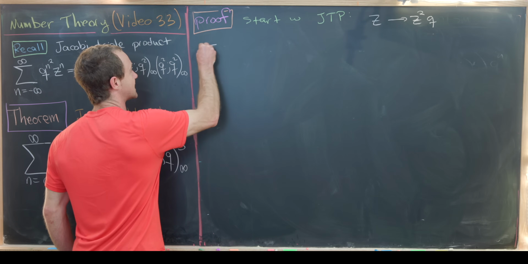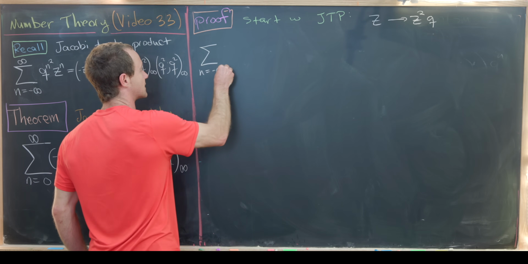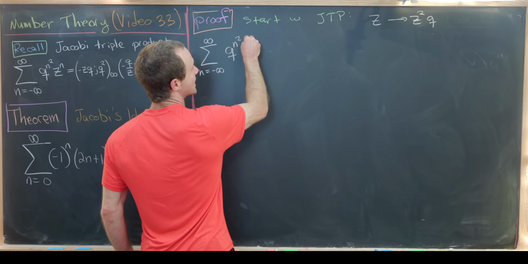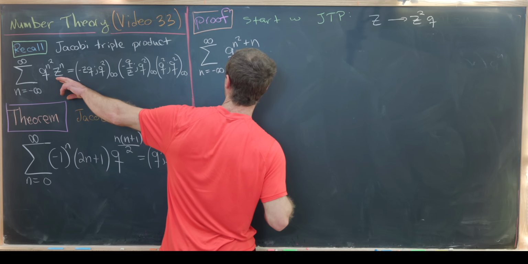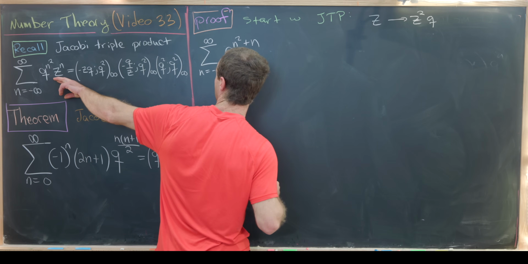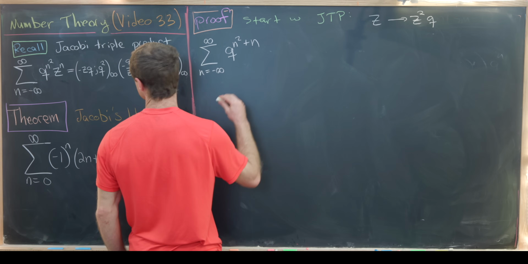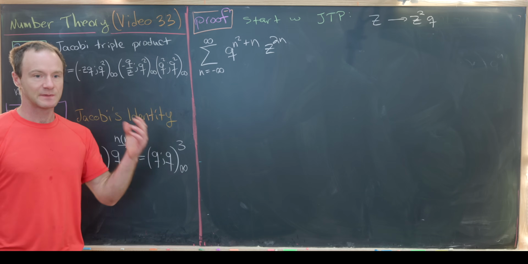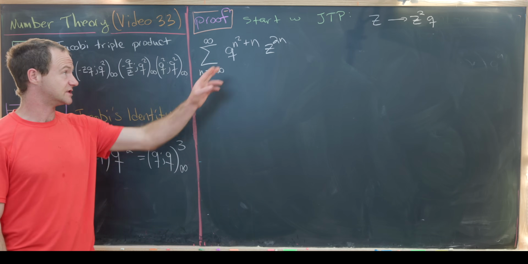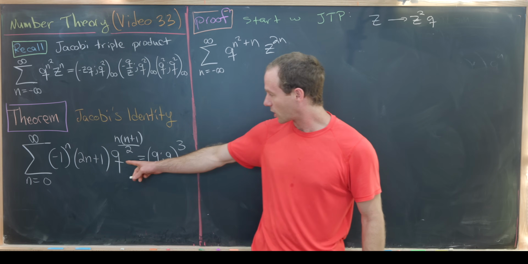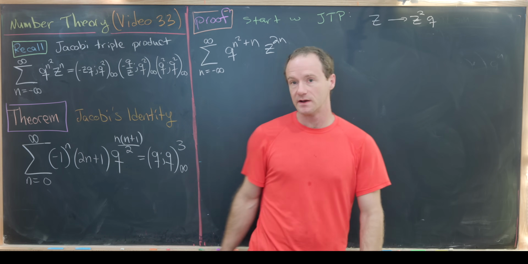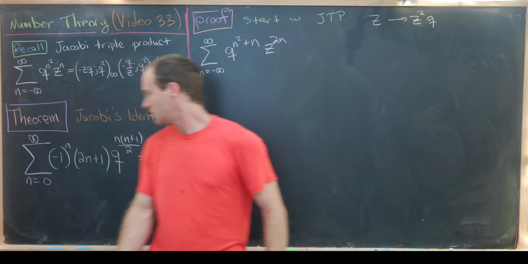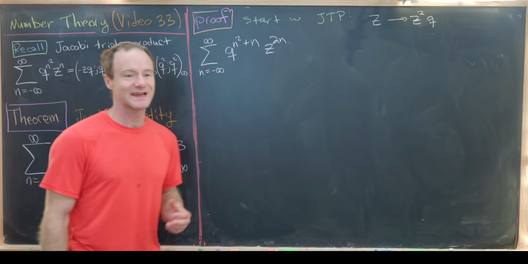So that's going to turn our left-hand side into this sum as n goes from minus infinity up to infinity of q to the n squared plus n. So we get an extra multiple of q from replacing z with z squared times q, and then we have z to the 2n. And maybe motivating this substitution is the fact that here we have n times n plus 1, and obviously n squared plus n will factor as n times n plus 1. You might say, well, what about this 2 in the denominator? Well, we'll take care of that later.